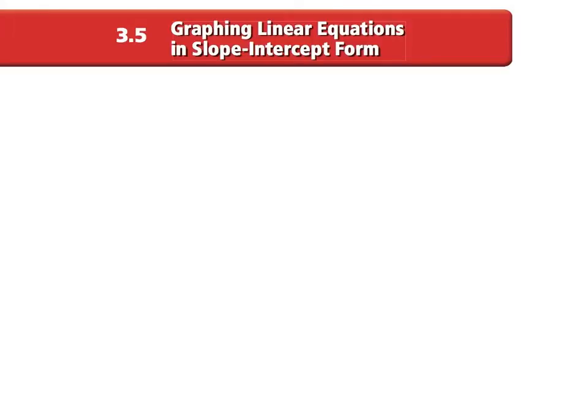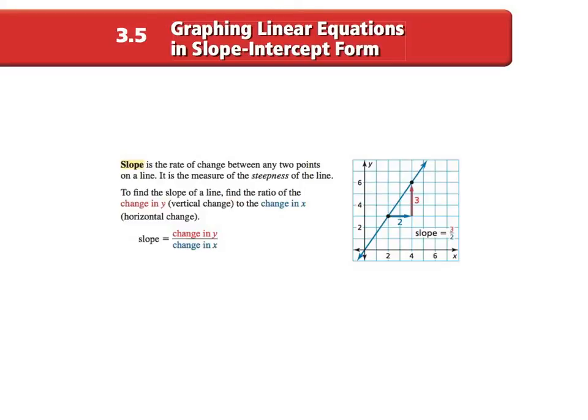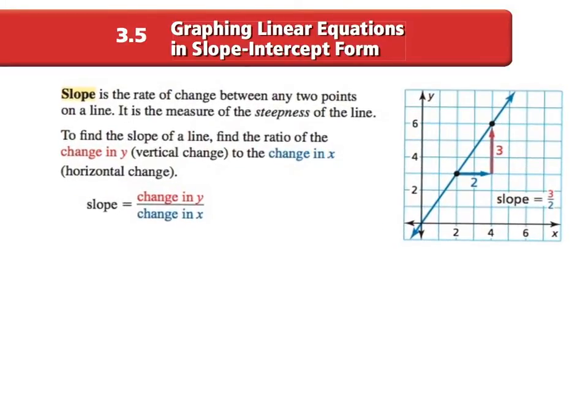All right, so let's look at a reminder of what slope is. Slope, as you should know, is change in y over change in x. It is the rate of change between any 2 points on a line. It is measured using the steepness of a line. So, to find the slope of a line, it is a ratio. The slope is a ratio of the change in y, which is the vertical change, to the change in x, which is the horizontal change.